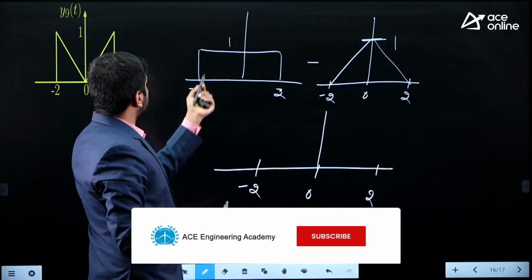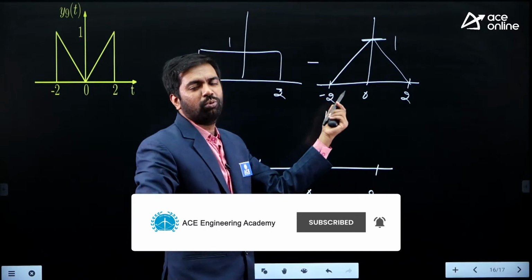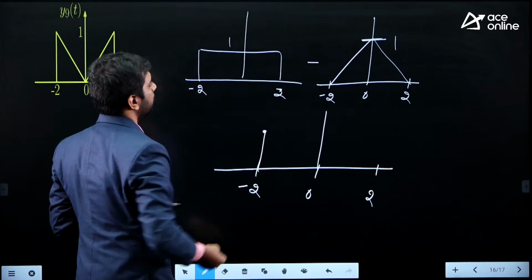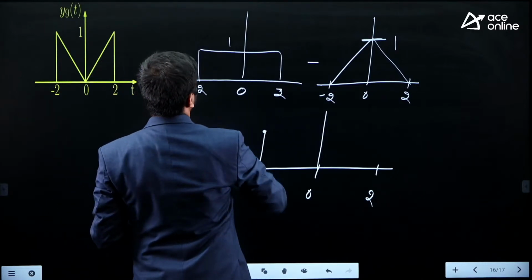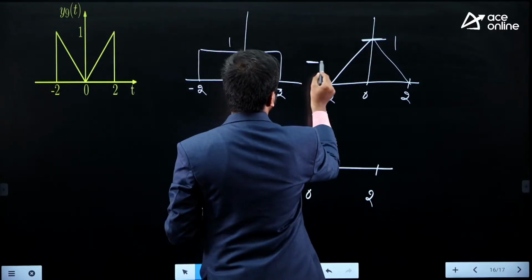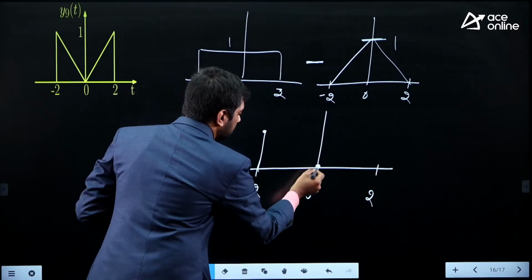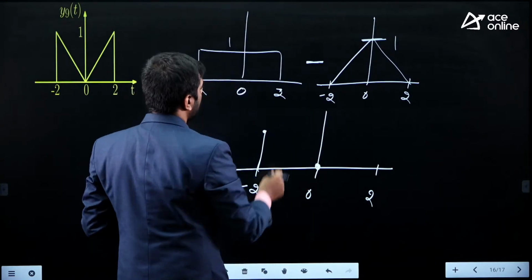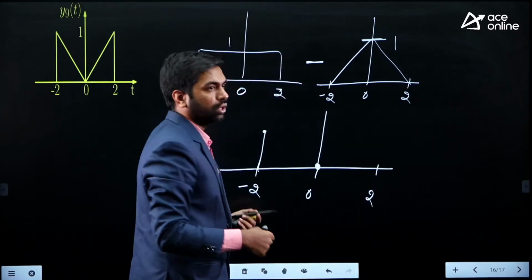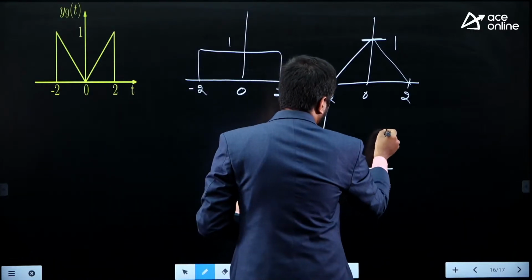At -2, its value is 1. At -2, its value is 0. What is 1 minus 0? It's 1. At 0, its value is 1. At 0, its value is 1. Subtract, 1 minus 1, 0. So let me highlight this point. At 0, it's 0. At 2, it's 1. At 2, it's 0. What is 1 minus 0? 1 minus 0 is 1.